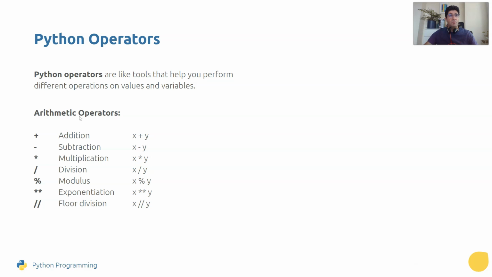The first group of operators is arithmetic operators, and they are specifically designed to run mathematical operations. Addition, subtraction, multiplication, division, modulus, exponentiation and floor division are all the arithmetic operators inside the Python programming language.